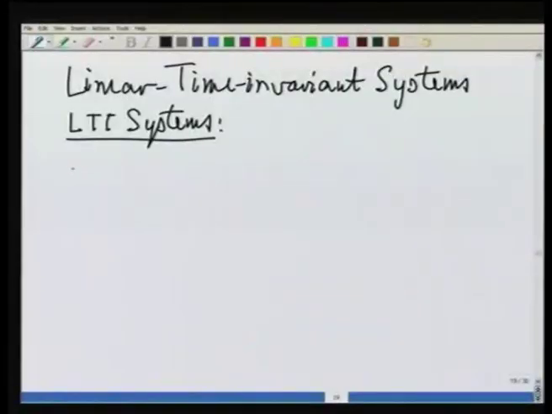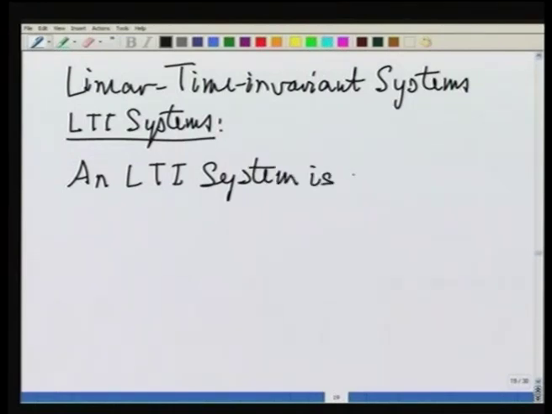Now, what is an LTI system? An LTI system briefly is something that is both linear as well as time invariant. This should be understood clearly. We are not saying that it can be either linear or time invariant. No, it has to be both. So, an LTI system is both linear and time invariant.